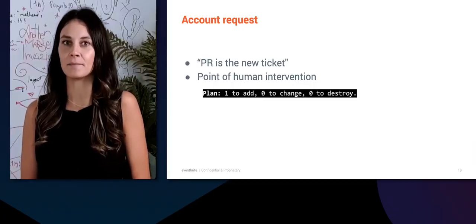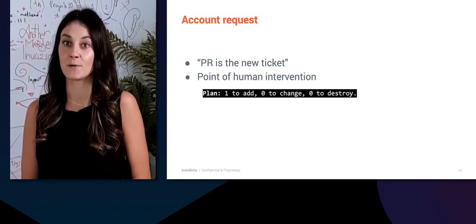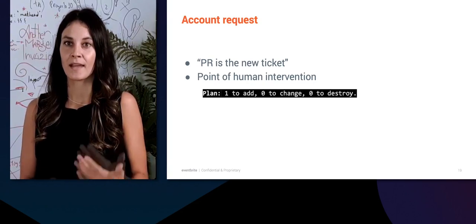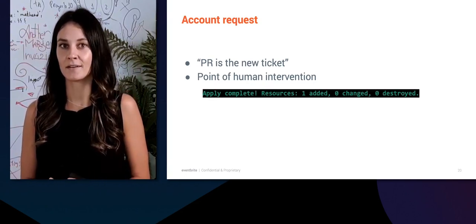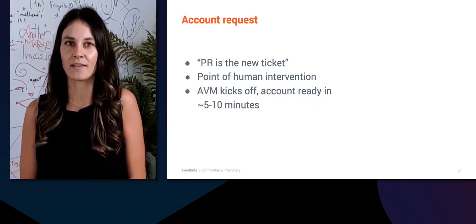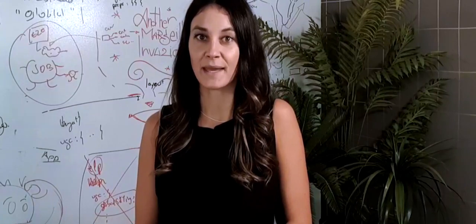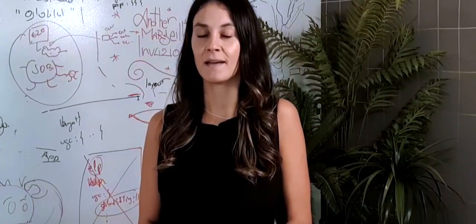Members of the SRE team are the only ones with the privilege to apply changes within the account request enterprise workspace. So, an SRE clicks the button and voila, applied successfully. At this point, the account vending machine is kicked off. After 5 to 10 minutes of making coffee, I come back to my desk, and what do I now have?